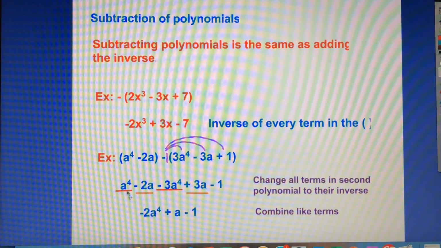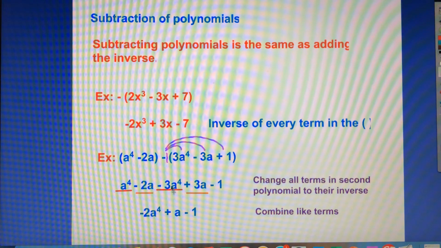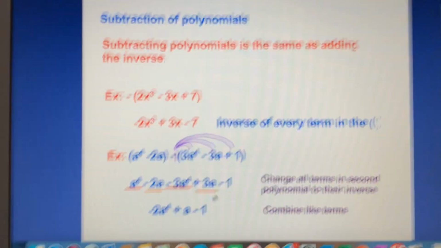Now I still have to use addition and combine like terms. a to the fourth, I have a positive 1, a negative 3, and I get a negative 2a to the fourth. I have a negative 2a and a positive 3a, gives me a positive 1a and a constant of 1.